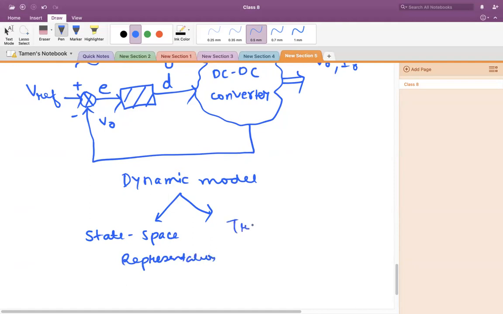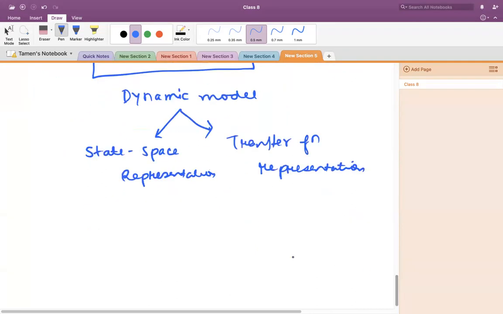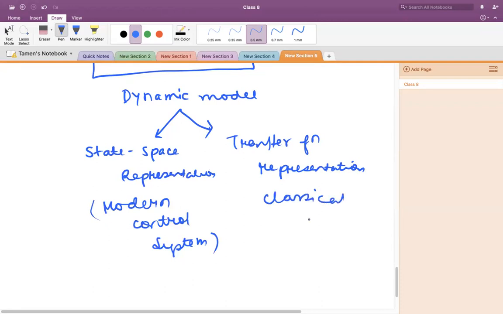And another is called transfer function representation. Have you heard? No, none of them. This state space is called the modified or modern control system, and transfer function is considered as the classical control system.